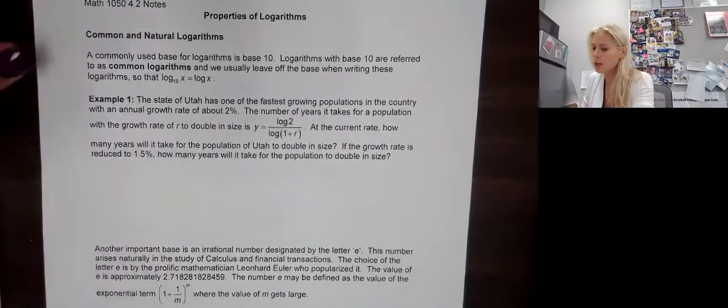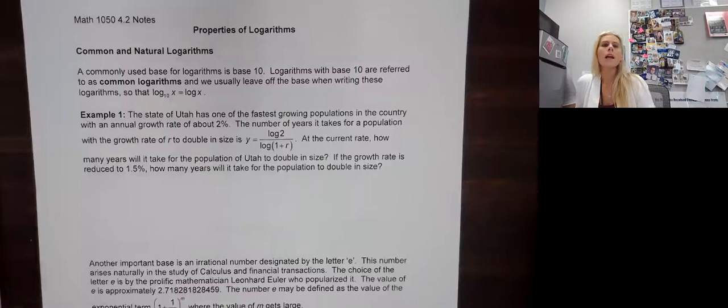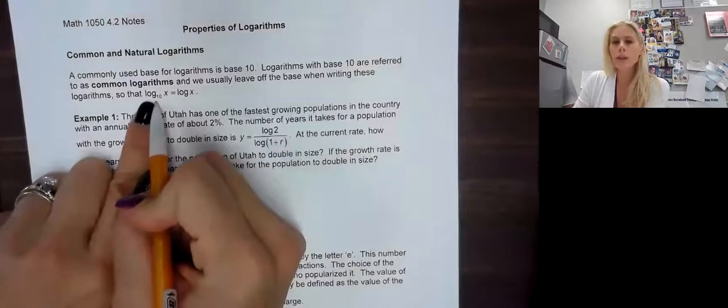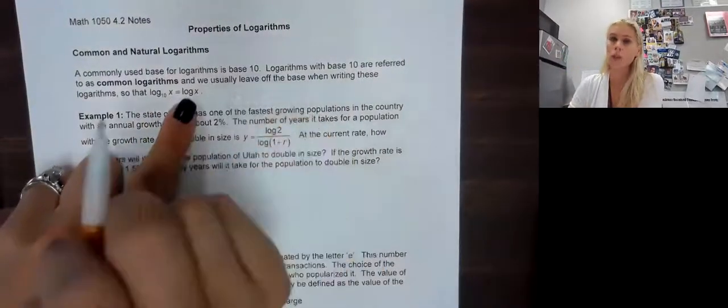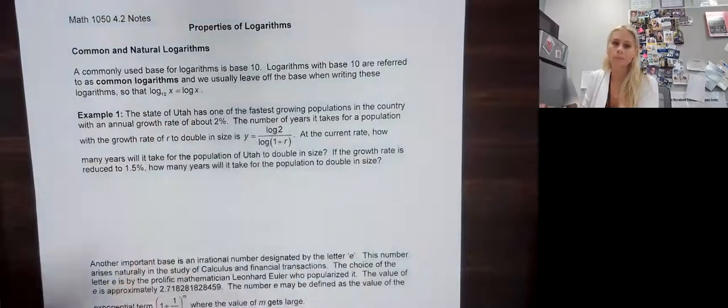So let's talk about some common logs and natural logs. A commonly used base of logarithms is base 10. Logarithms of base 10 are referred to as a common logarithm. Okay, and we usually leave off the base when writing these. So let's remember, you won't see log base 10 of x. You'll just see log x, and you have to automatically remember that that's base 10.